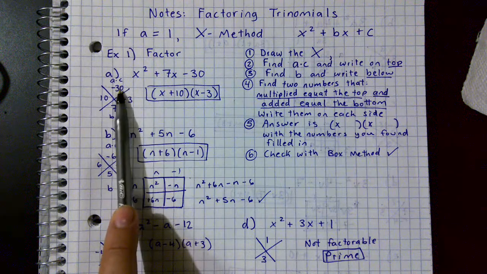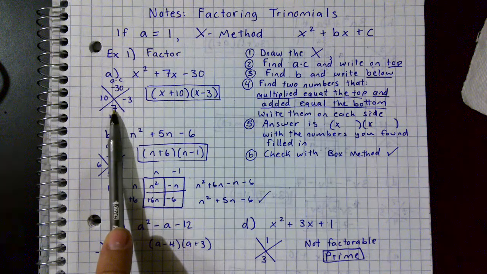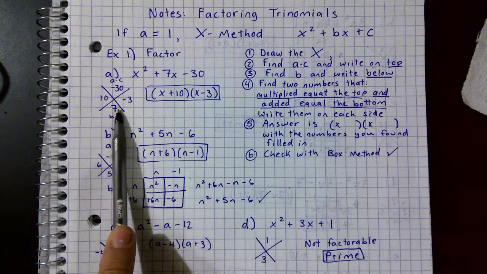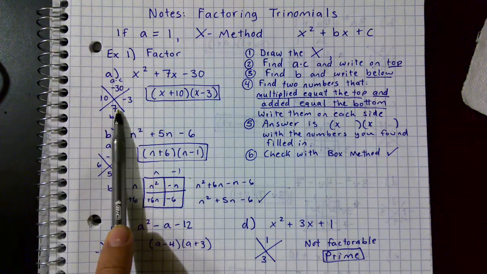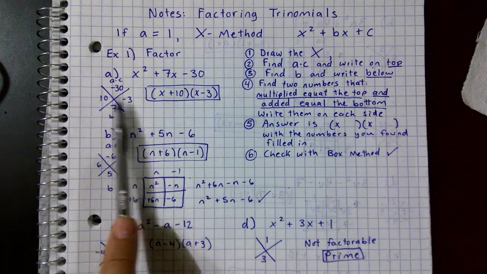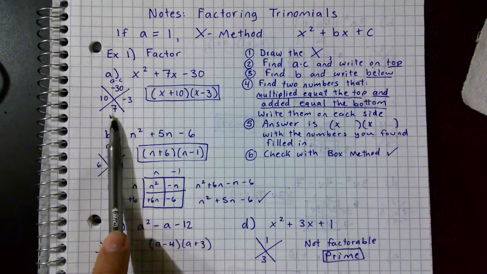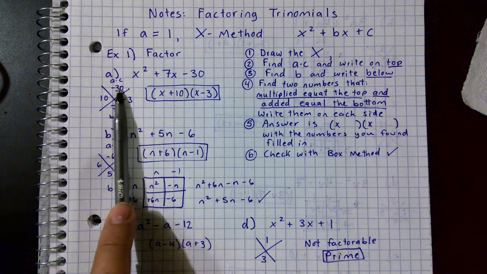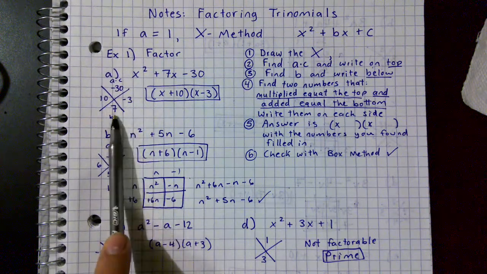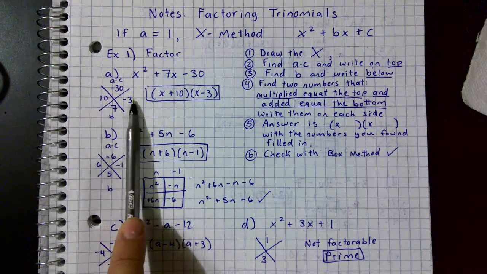So for example, for 30, you might be thinking, oh, 15 times 2 gives you 30, but it doesn't add up to 7. 15 plus 2 is 17. 15 minus 2 is 13. So we have to pick two numbers that multiply to negative 30 and add to 7. And you can make one or both of them negative to make sure that the signs match. In this case, 10 times negative 3 is negative 30, and then 10 minus 3 is 7. So we know that 10 and negative 3 are our two numbers that we wanted to find.